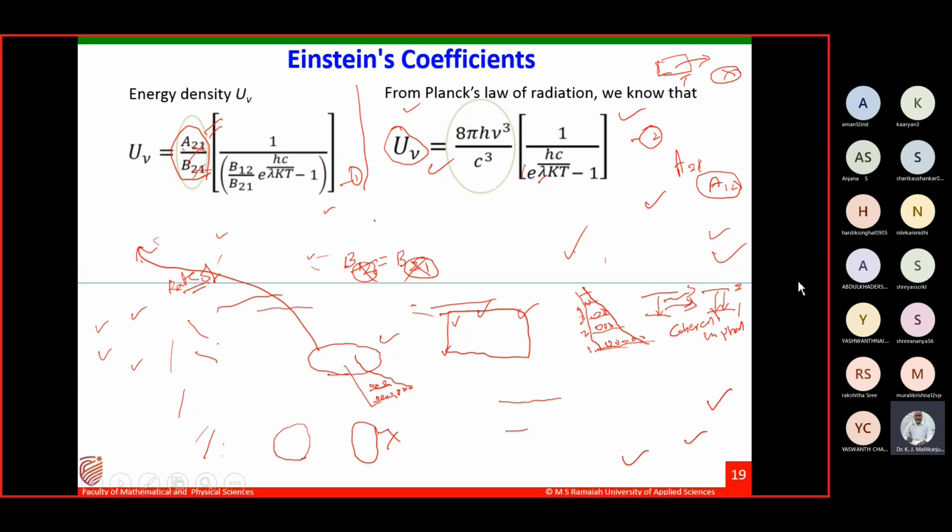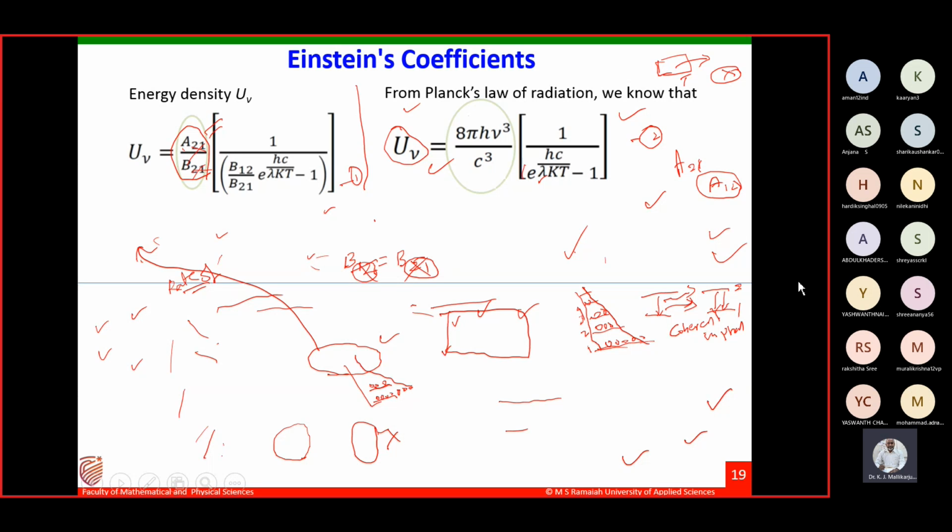The coefficient of the entire bracket term we compared, then we got an expression for this, and for B12 by B21, the corresponding coefficient for the exponential term alone is 1 here. Therefore, we got this expression. And then with this simplification, we got the final expression for energy density in terms of Einstein coefficients. Guys, is it clear up to this point?